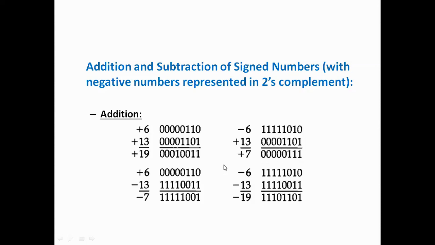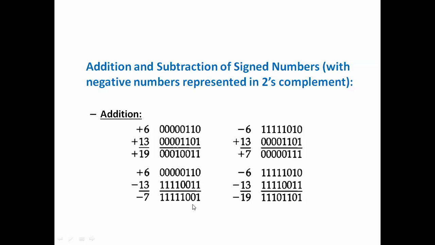This is plus 7. Now the third case is plus 6. The first number is positive, the second is negative, and the negative one is greater in magnitude. Plus 6 is represented by this. Minus 13 will be the 2's complement of plus 13, which is this. Just add them up. This comes out to be this. And if there is a carry, you discard that. And obviously this is a negative number.